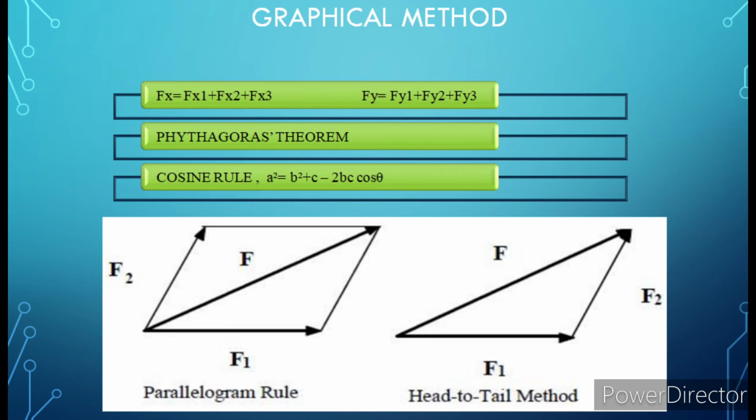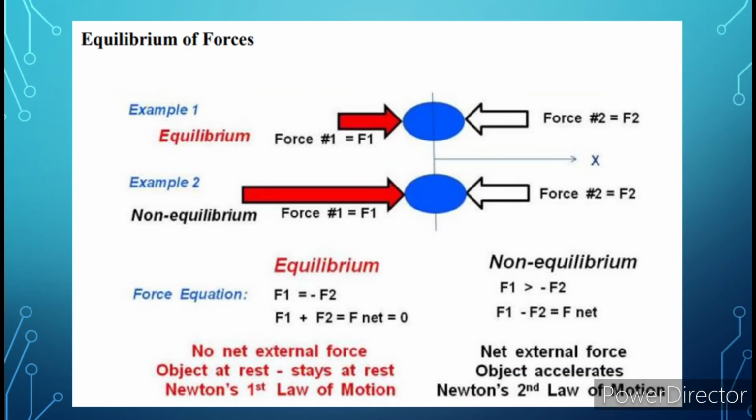The cosine rule gives us a squared equals b squared plus c squared minus 2bc cos theta, where theta is the angle between b and c. If theta is a right angle, then cos theta will be equal to 0, resulting in a particular case, by scale drawing instead of by calculation, as the picture shown on the slide.